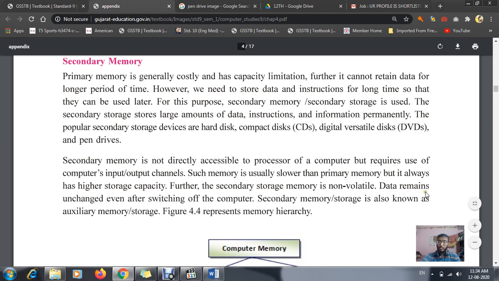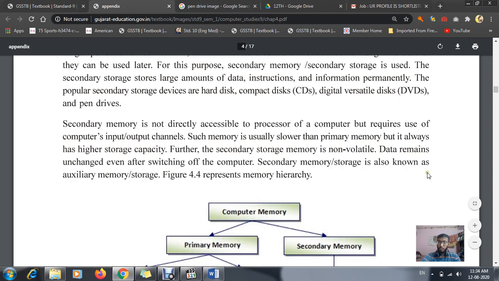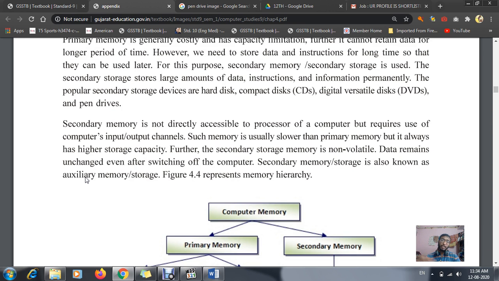It is also another main point. Secondary memory is also known as auxiliary memory. Underline it. For your exam, MCQs might be coming: secondary memory is also known as dash and dash. That means secondary memory is also known as permanent memory, or it is also known as auxiliary memory.